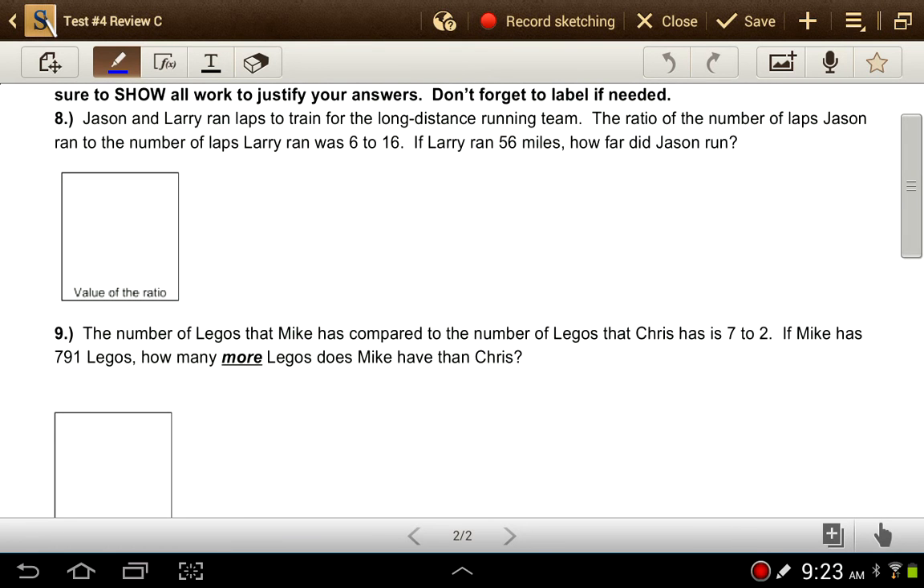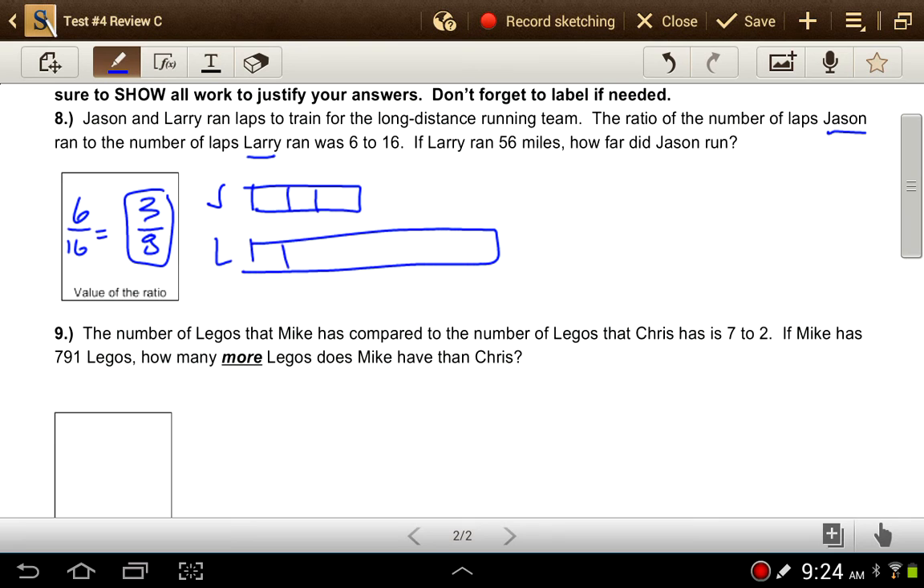So the number of laps that Jason ran to Larry is 6 to 16. So the value of the ratio is going to be 6 over 16, which is going to equal 3 to 8. So that's my value of my ratio, 3 to 8. Now I'm going to use a tape diagram for this one. So for Jason it's 3, and then for Larry that's 8.